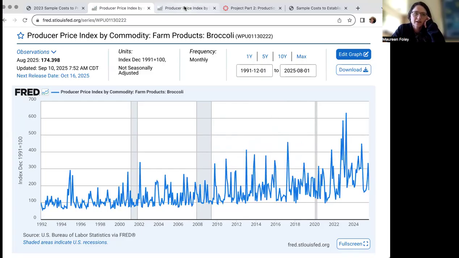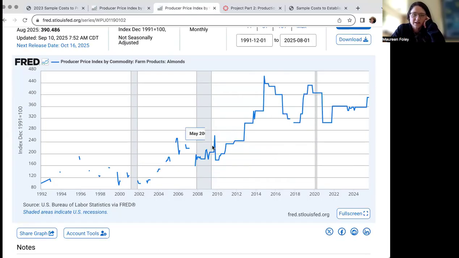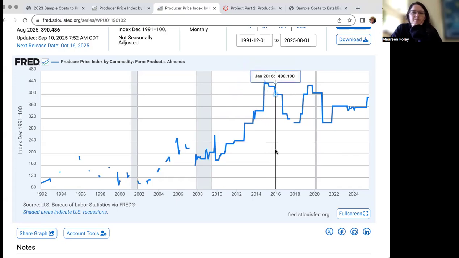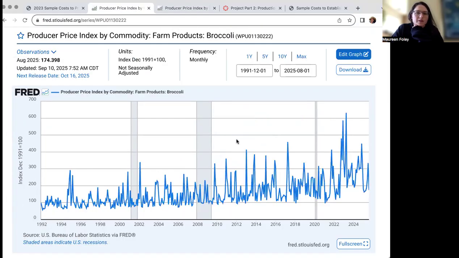You could compare this to some other commodities, like this is the graph for almonds, and this looks really different, right? You have these big plateaus where the price remains the same for months. So look at some other commodities just out of curiosity and see how they're different, whether your commodity is particularly volatile or particularly stable.